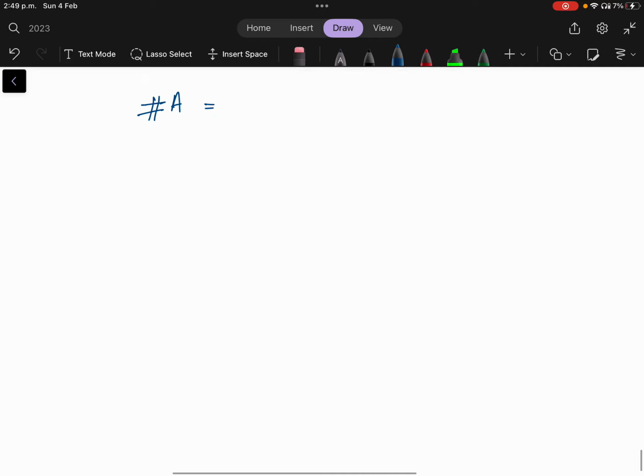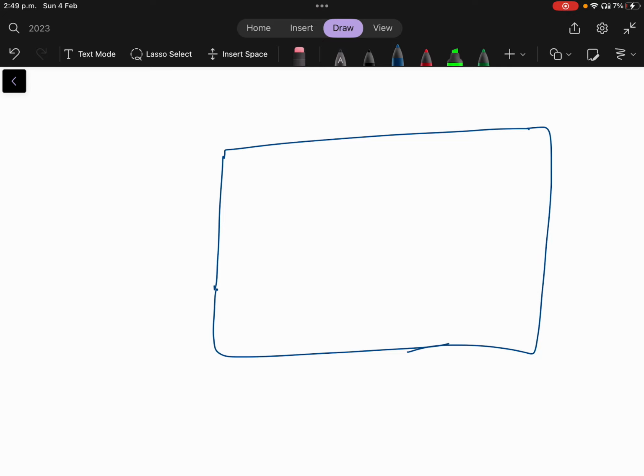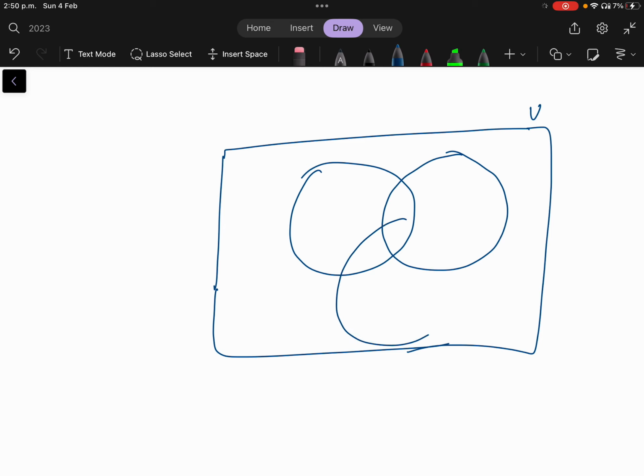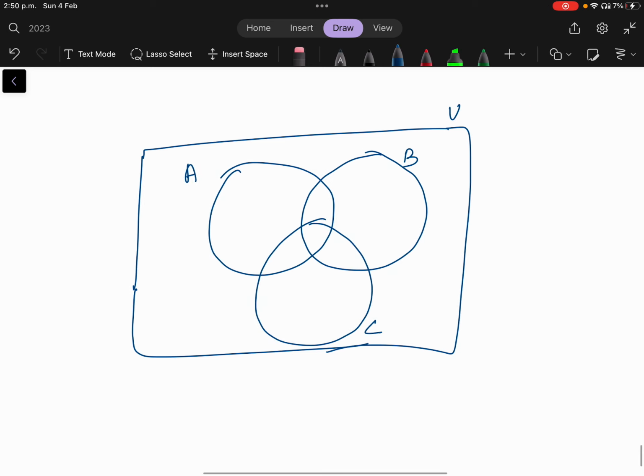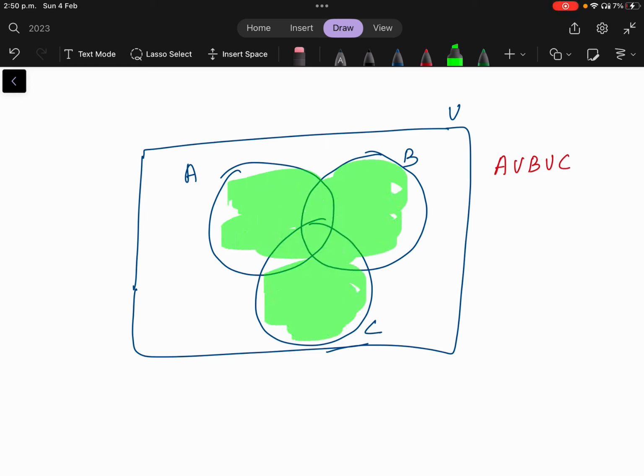Okay, the same is with respect to combinations which contain three sets. So you have A, you have B, you have C. Okay, so A, B, and C. And if you need to find A union B union C, let me just write it here, A union B union C, it is this whole portion. Okay, A union B union C.